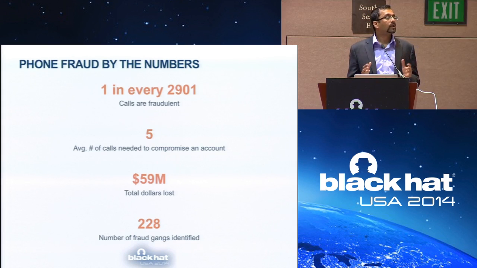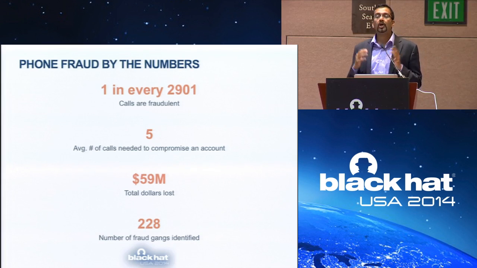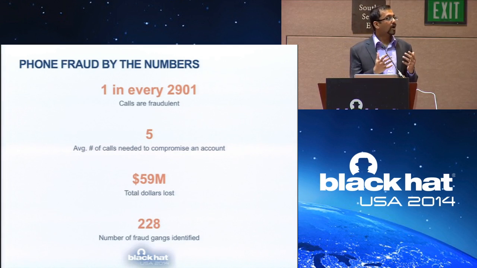And in all, the total amount of losses in these 105 million calls was about $59 million. This $59 million roughly translates to a little over 50 cents per call, which means, with about 10 billion calls coming into the US call centers, the amount of fraud is pretty humongous. We also were able to identify about 228 different fraud gangs within these calls. And we'll talk a little bit about how we identified these fraud gangs. But first, we'll talk about what these fraud gangs are doing. What is their mode of operation?